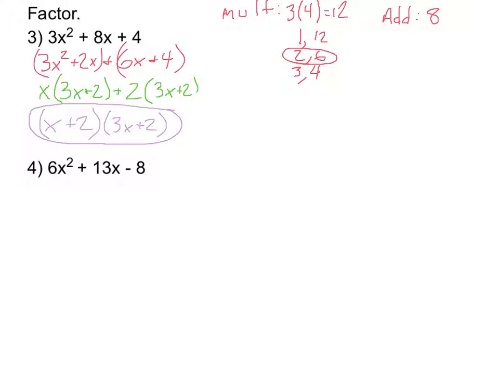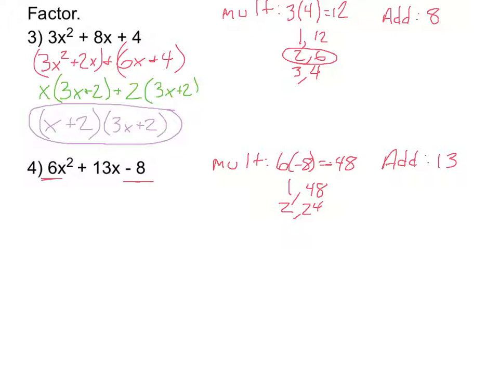All right, and then let's finish over here. We'll do the same thing again for the 4th time. What do we have to multiply to? Well, 6 times negative 8 is negative 48. We also have to take the pair of numbers that multiply to negative 48 and add them together to get 13. So what do we have here? Things that multiply to 48. 1 and 48. 2 and 24. 3 and 16. 4 and 12. 5 doesn't go in, but 6 does. 6 and 8. And that's it.